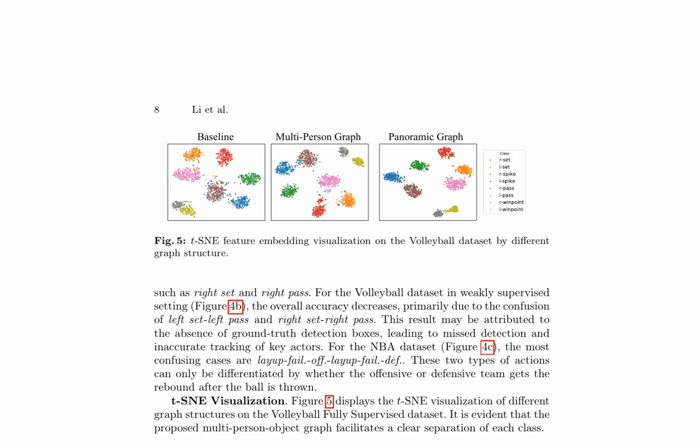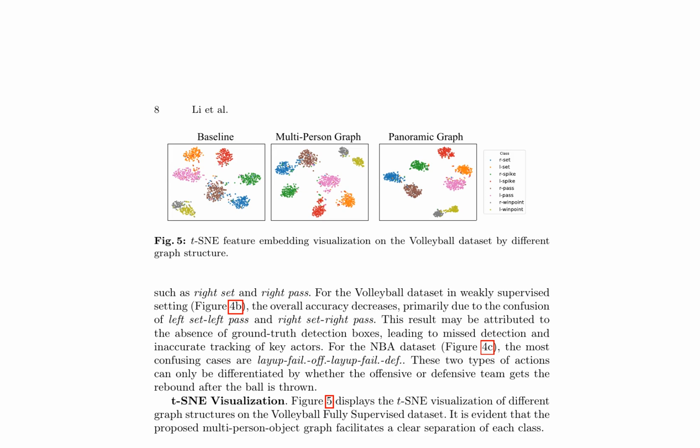The authors visualize the feature embeddings of different graph structures on the volleyball dataset using t-SNE, as shown in Figure 5. The results demonstrate that the proposed multi-person object graph facilitates a clear separation of each class, outperforming the baseline and panoramic graph structures. In the weakly supervised setting, the overall accuracy decreases due to the confusion between similar actions, such as left set and left pass, and right set and right pass.